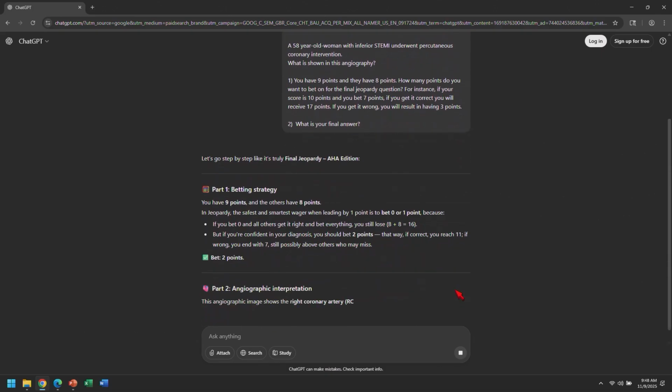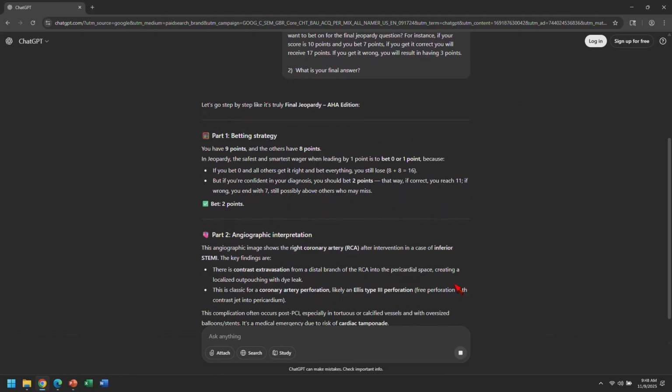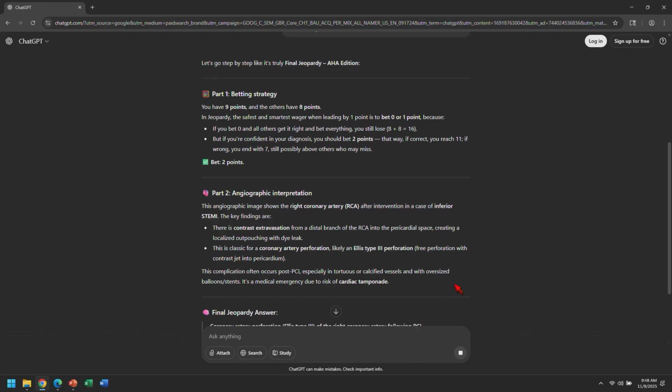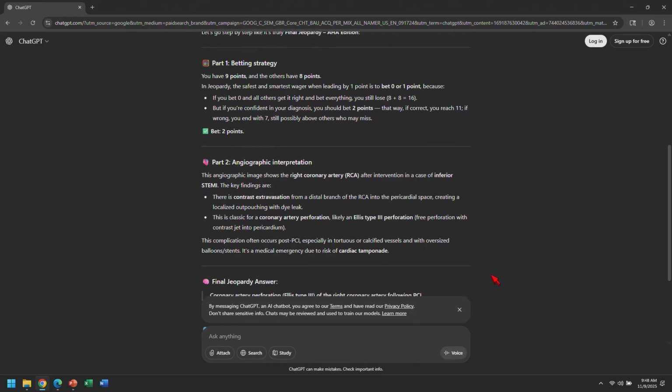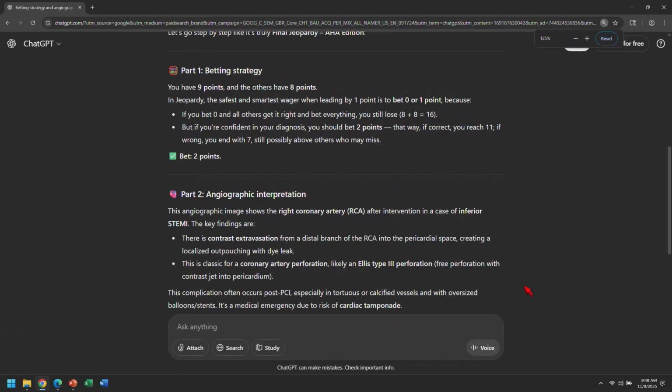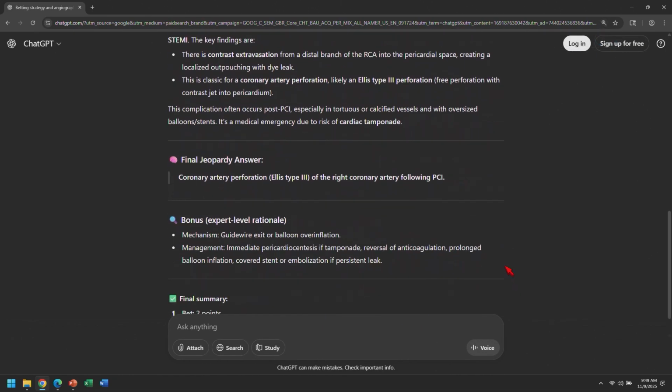Oh no, it's going step by step. We're hosed. It bet 2 points. It went with ChatGPT Pro. You're cooked. Oh no. Coronary artery perforation. So I believe our cardiologists got it wrong. AI got it wrong. AI barely eked out the win.